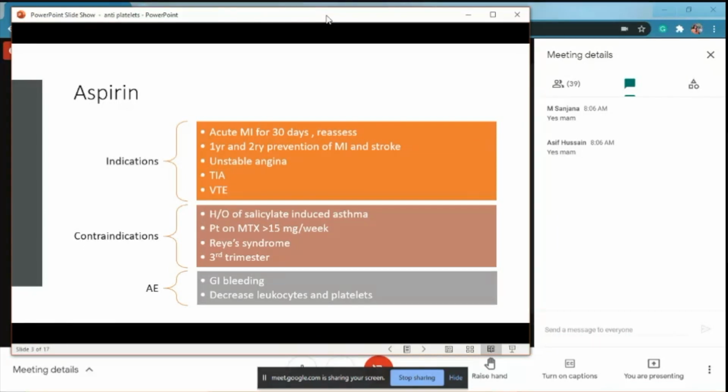Now, contraindications. We all know hypersensitivity is a contraindication in pretty much every drug, so I didn't put all the most common contraindications. We'll just touch the important ones that you have to remember. History of salicylate-induced asthma, or salicylate or NSAID-induced asthma. If the patient has a history of asthma induced by salicylate, can we use aspirin? Yes, we can, but we have to use it with caution in those patients. But we can use it though.